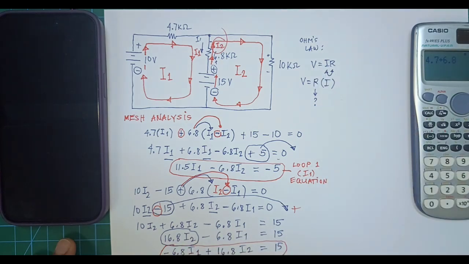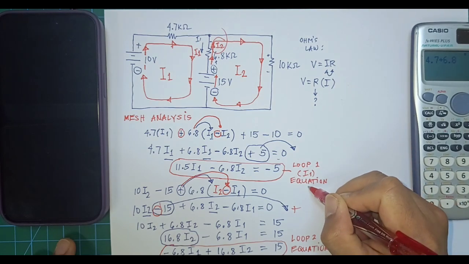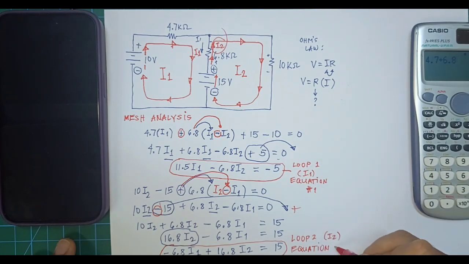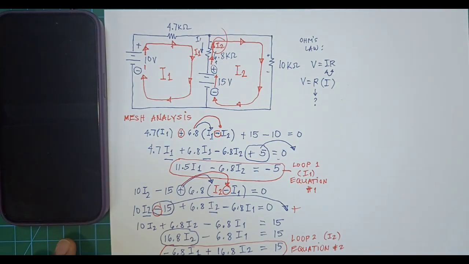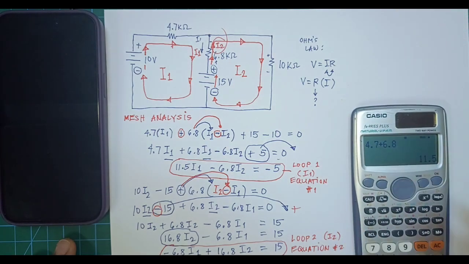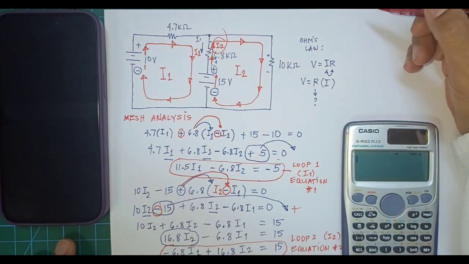Our second equation, let's call this loop number 2, which is for the I2 equation. So this is equation number 1, and this is equation number 2. Now what we will do is use the calculator to get the values of I1 and I2 easily. How will we do that?